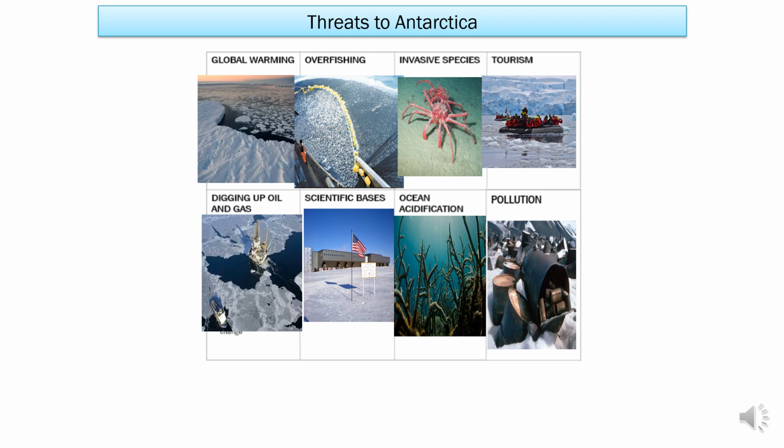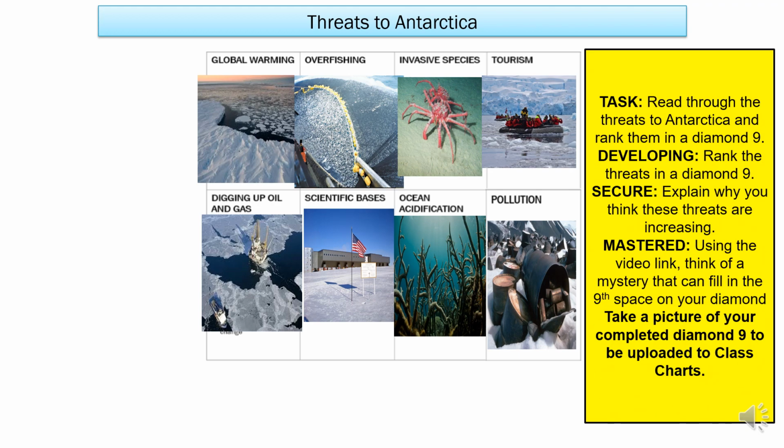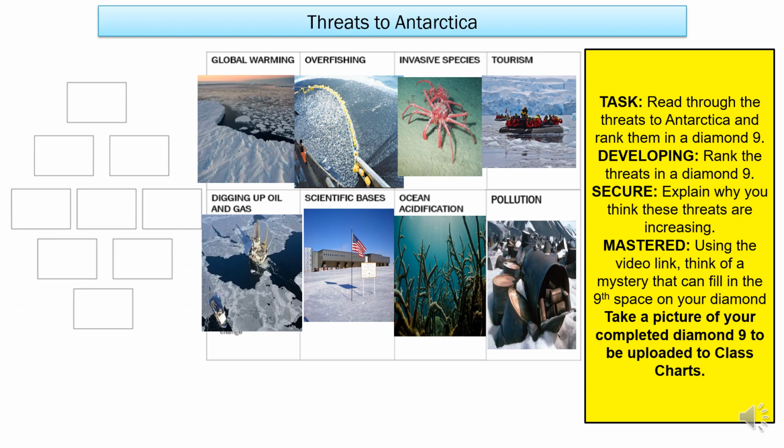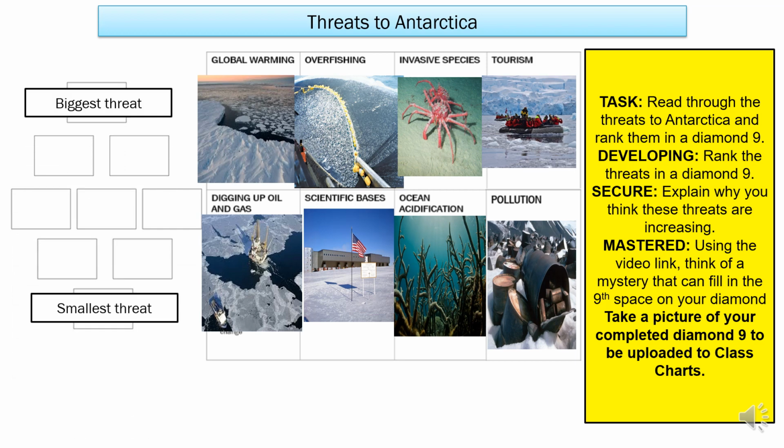The second part of the lesson will look at threats to Antarctica. On the slide for you, I've given you 8 threats. These are global warming, overfishing, invasive species, tourism, digging up oil and gas, scientific bases, ocean acidification, and pollution. With these 8 threats, you will read through the information and then rank them into your Diamond 9. So for your developing task, you will rank them in your Diamond 9 with the biggest threat at the top and the smallest threat at the bottom.